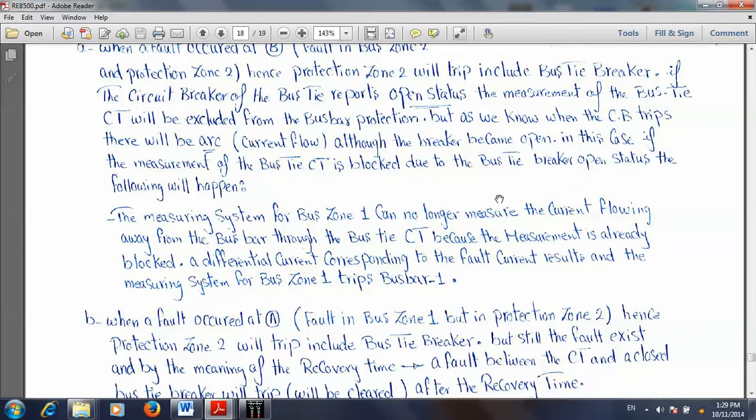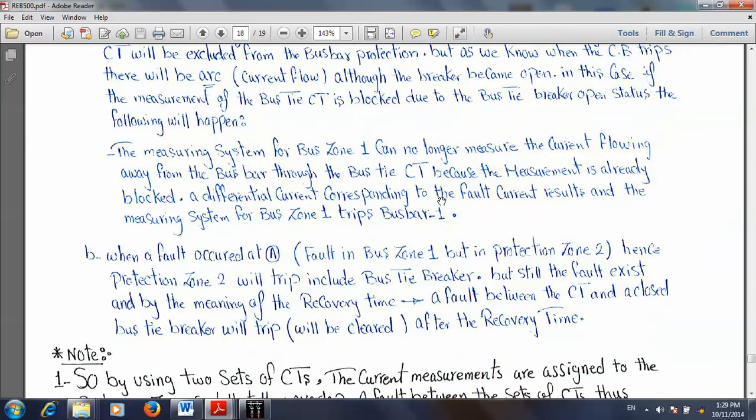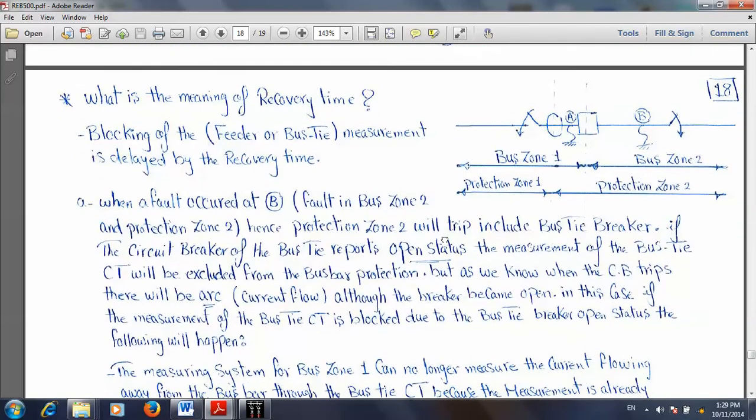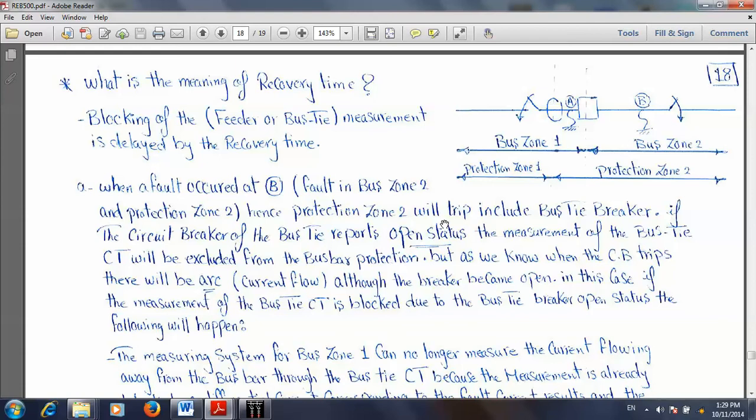Okay, and here you'll find the explanation in the paper. But as the reclaim time solves a problem for me, it also makes another problem. What's the other problem? If there is a fault on A, if there is a fault here, the fault is included in protection zone 2, not in protection zone 1. It means the bus zone 2 will trip, all feeders here will trip, and also the bus section will trip. After the bus section trips, the fault here is still available in bus zone 1. So bus zone 1 must trip, but actually bus zone 1 will not trip.